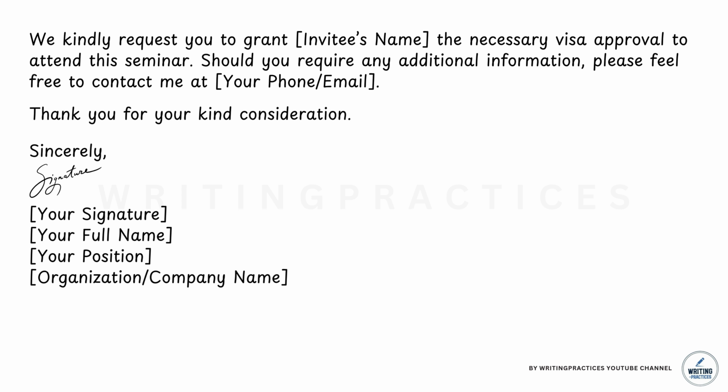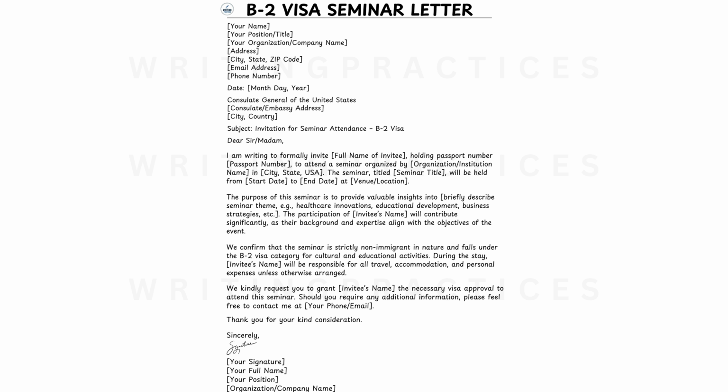And there you have it. That's how you write a B2 visa seminar letter step by step. Each section serves a clear purpose, from identifying the inviter and invitee to explaining the seminar details, confirming responsibilities, and making the formal visa request. Always remember that embassies value precision, professionalism, and clarity. The more accurate and transparent your letter is, the smoother the visa process will be.